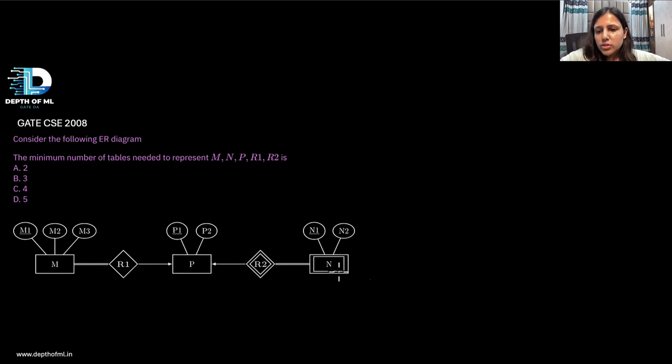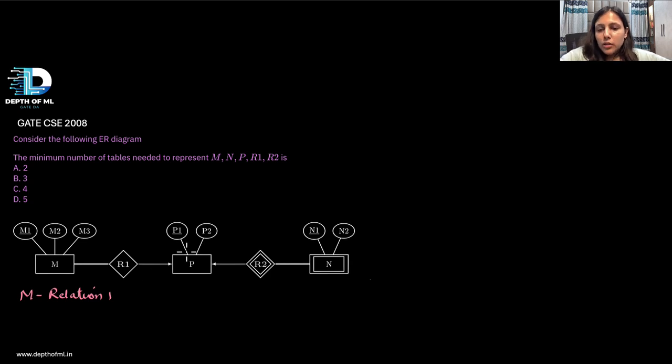Okay. So let's see. This is a strong entity. So we are definitely going to have one relation for this. So we'll definitely have one relation for M, right? M will have a relation. Now this M relation does not have any multi-valued attributes. So we need not break it down. So M will have one relation.